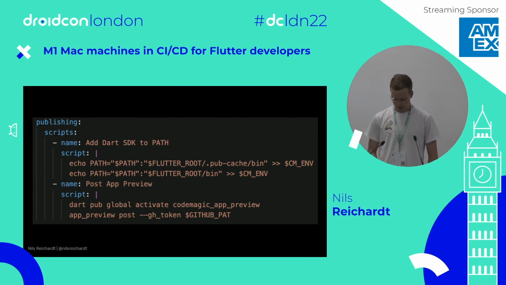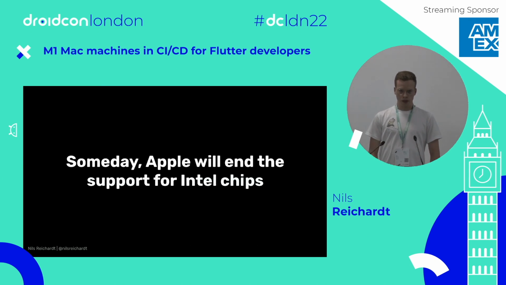It's also updating the comment on the pull request, so you don't get spammed with notifications when you're updating the pull request. And the second and last point is that Apple will someday end support for Intel chips. So someday you need to migrate to M1 or M2 or M3, I don't know. So yeah, you can just start today with it.